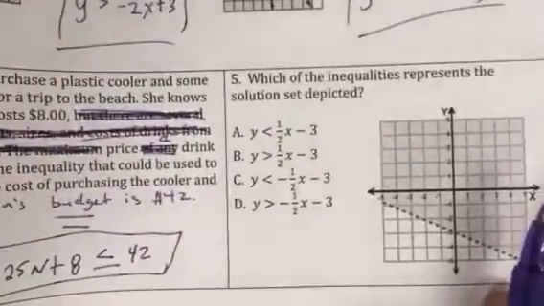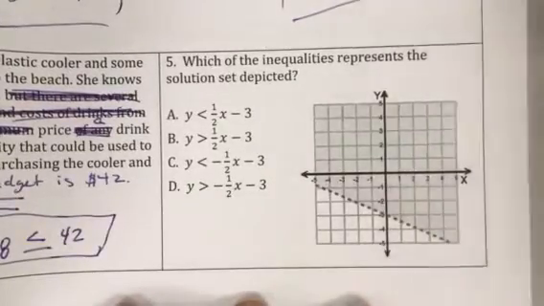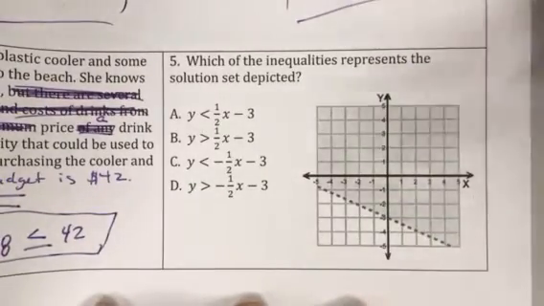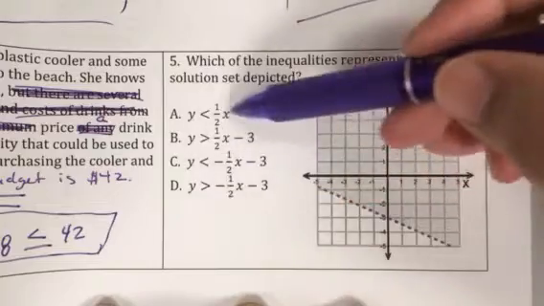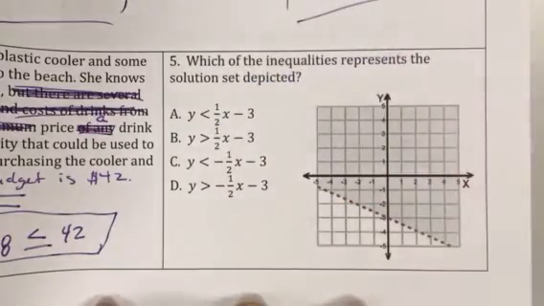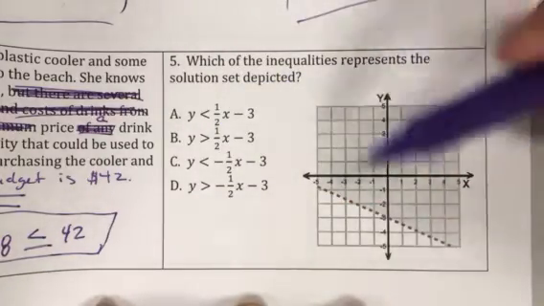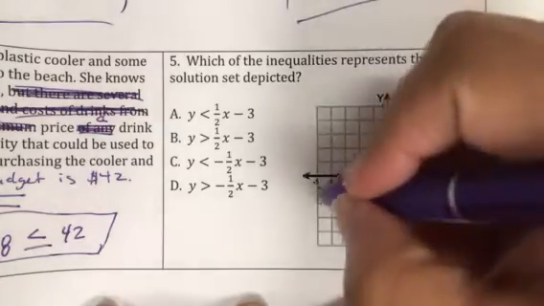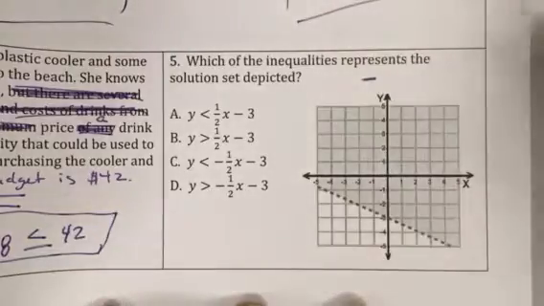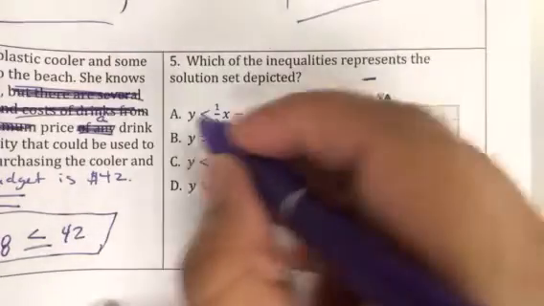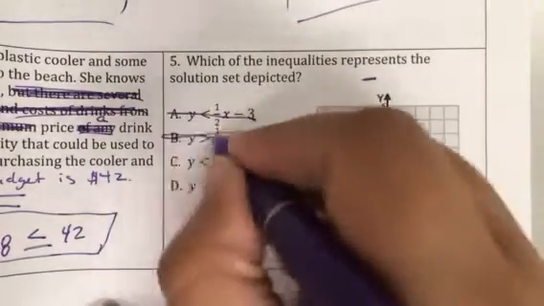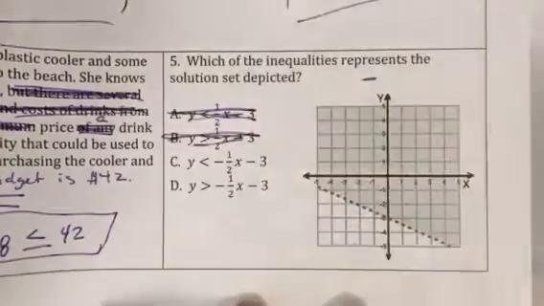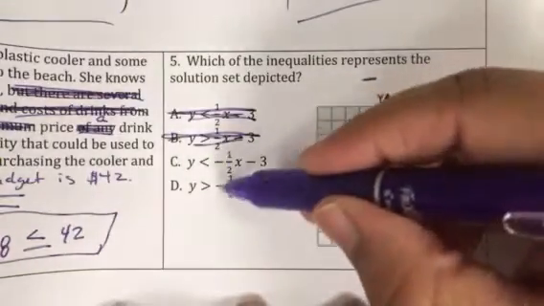All right, number 5. First things first. Do you see how all of these are in y slope-intercept form? There's not a whole lot of guessing on this that you should be doing. Look at the direction the slope is going. This is a negative slope. Since it's negative, that means A and B are gone, because these two are positive.